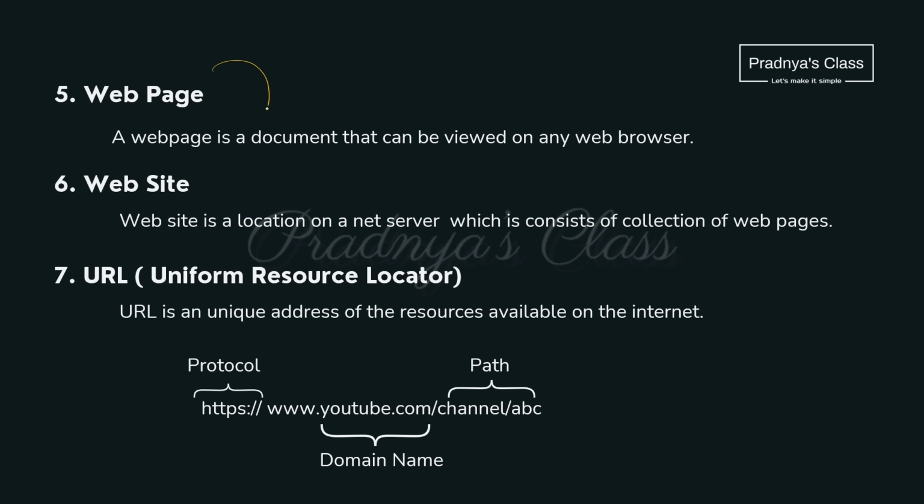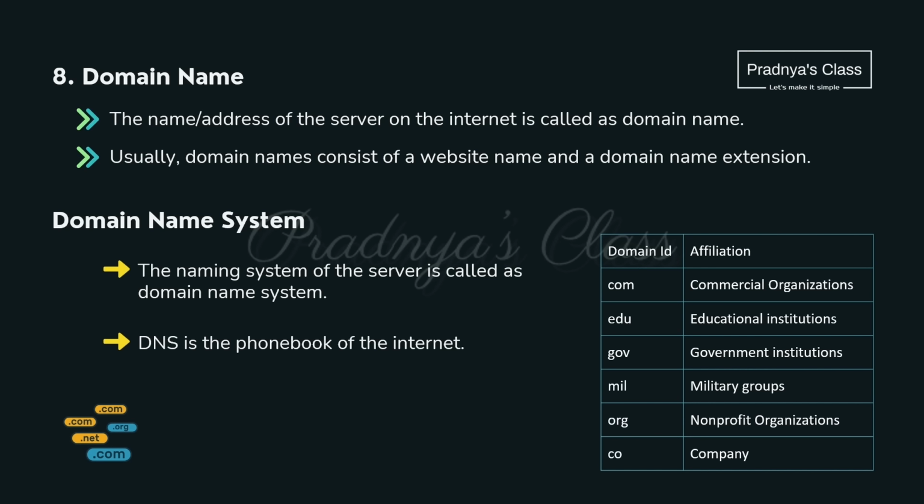What is web page? It's a document. What is website? It's a collection of web pages. URL is nothing but Uniform Resource Locator. It's a unique address of the website, or we can say any resource. In this URL we have three parts. First is protocol, second is domain name, and the last one is path. This is the description of domain name.